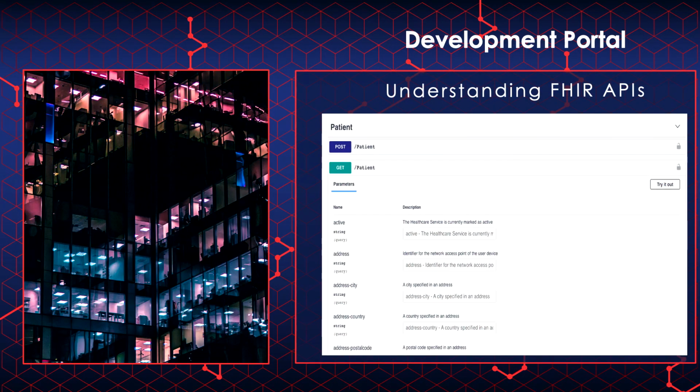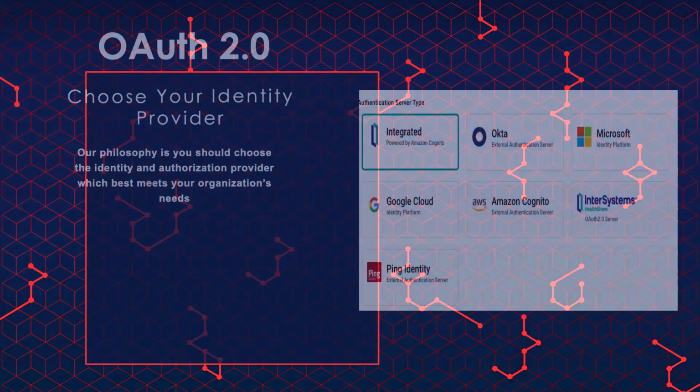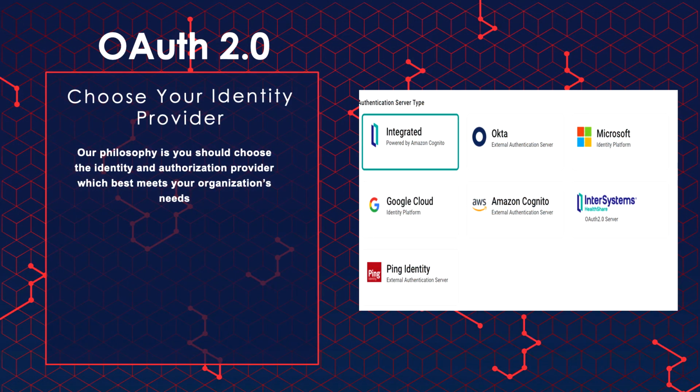The development portal makes it easy for you to understand the FHIR API, especially useful for newcomers. It allows you to test FHIR APIs and also to start to learn the FHIR search syntax. We have complete support for OAuth 2, so you could choose your identity providers, and we support the major identity providers. I have a two-part talk on this if you really want to get into the details.